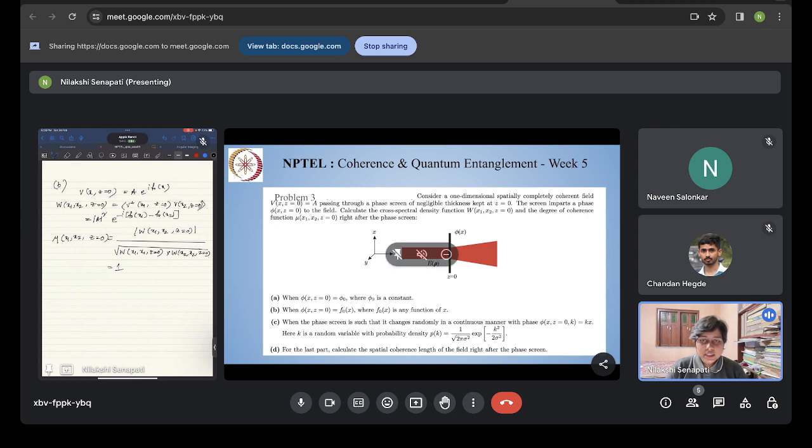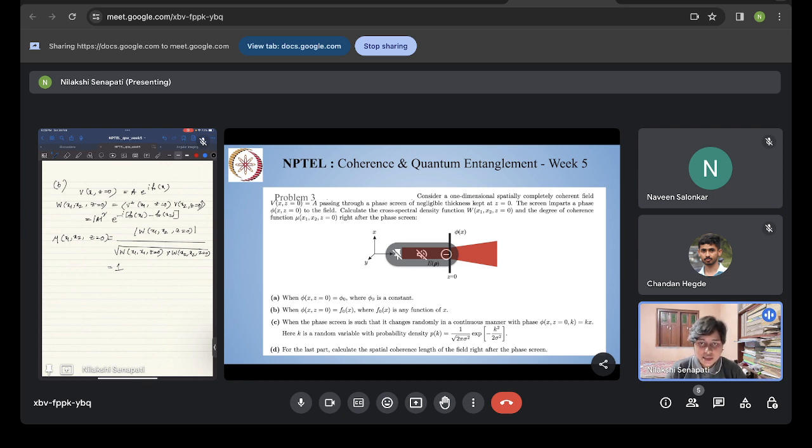And the next part is saying, when the phase screen is such that it changes randomly in a continuous manner with phase φ(x), where k is a random variable with probability density p(k) like this, then what will be the cross spectral density and degree of coherence?